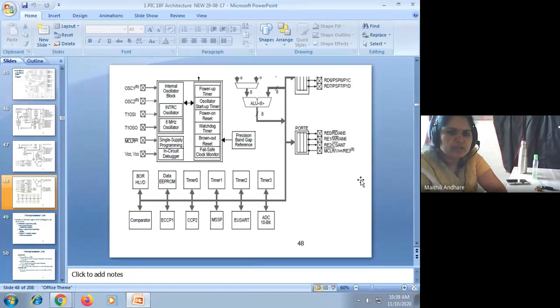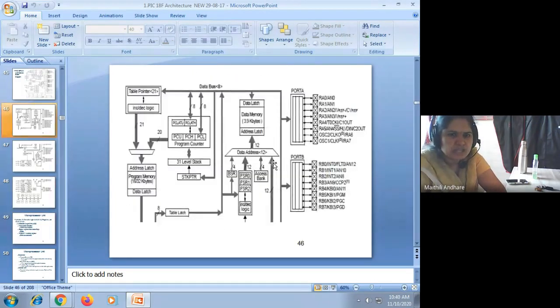And among the features we have seen are the timer, the 10-bit ADC, the USART, the MSSP module, the comparator, and the brownout reset. All these are available with the architecture. Whatever features we have studied, including the brownout reset and watchdog timer, all these extra features are available with your PIC microcontroller.